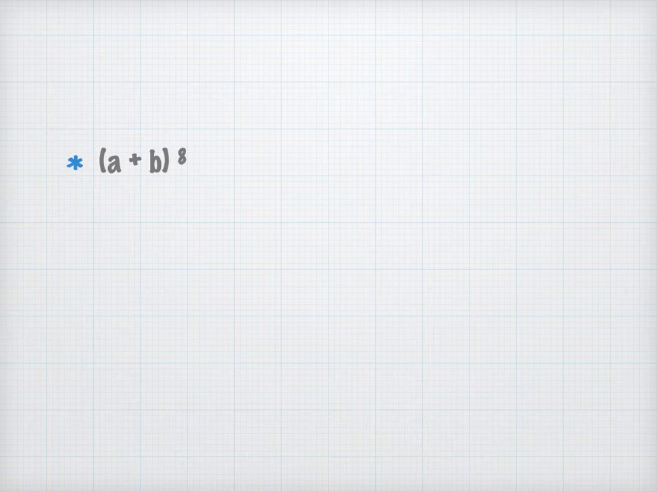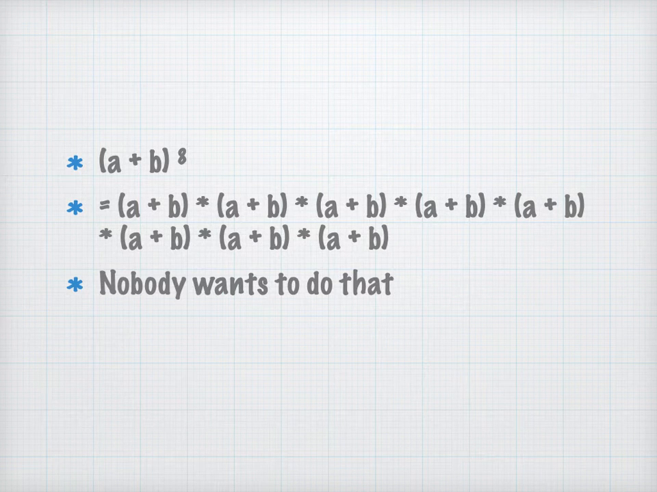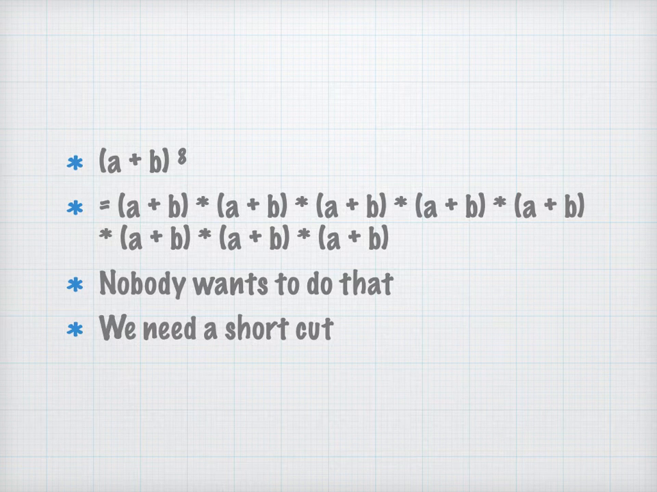Okay, so we have a problem like this. This is called expanding binomials. We're going to multiply a plus b 8 times. Okay, nobody wants to do that. You could. You obviously could. I almost guarantee you're going to make a stupid mistake somewhere in the process. Since you're going to be doing 7 multiplications, they're going to be longer and longer and longer as you go. So we really need a shortcut. And that's the point of this chapter, this lesson.